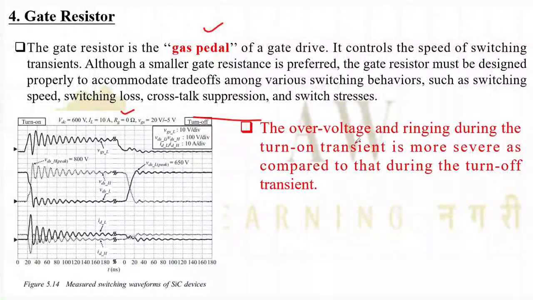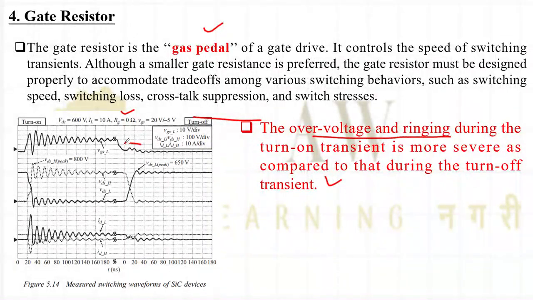Okay, so the overvoltage and ringing during the turn-on transient is more severe compared to that of the turn-off transient, when I am using Rg equal to 0. So that is why it is very important to choose two different resistances for turn-on and turn-off, so that this high overvoltage and ringing will not happen.